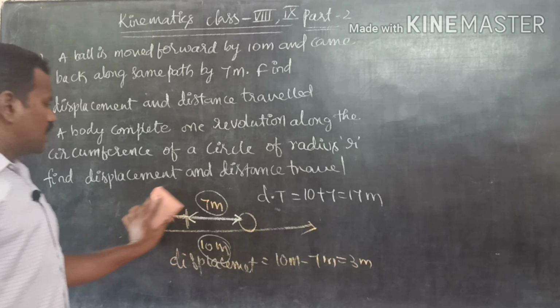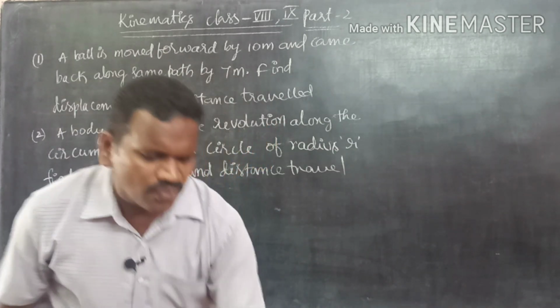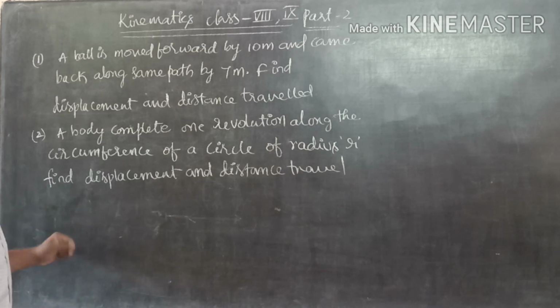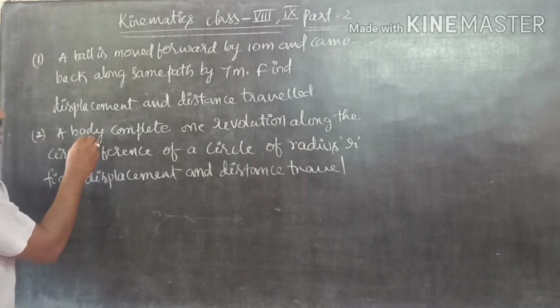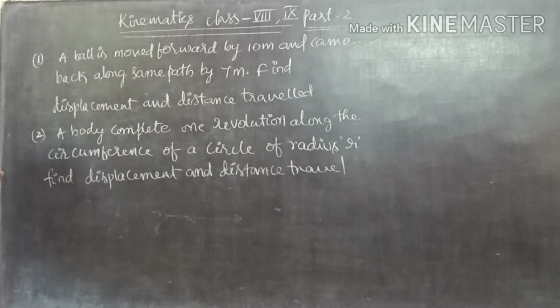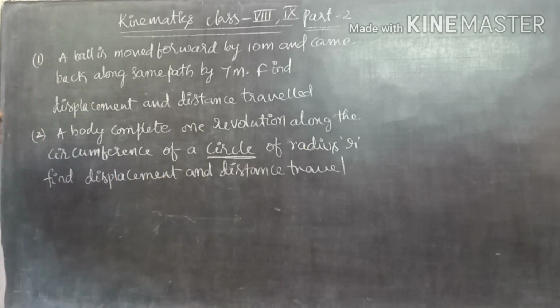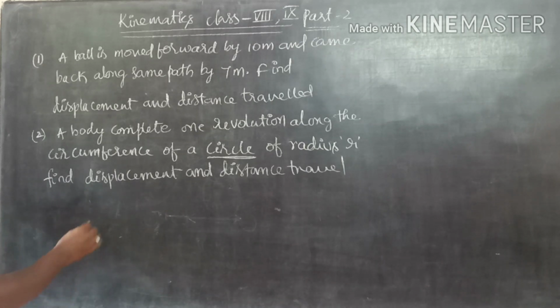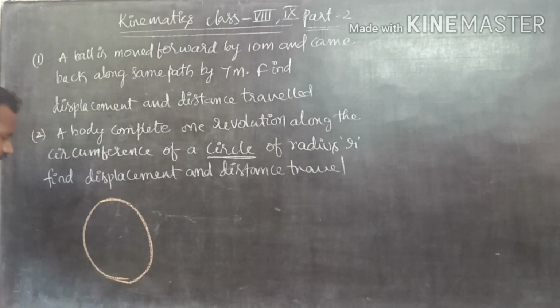Now, let us explain the second example. In the second example, what is the given concept? First of all, we should convert the concept into the form of a diagram. A body is completing one revolution. Revolution is nothing but motion along the circumference of a circle. This word is important for us. So, first of all, we should draw a circle.